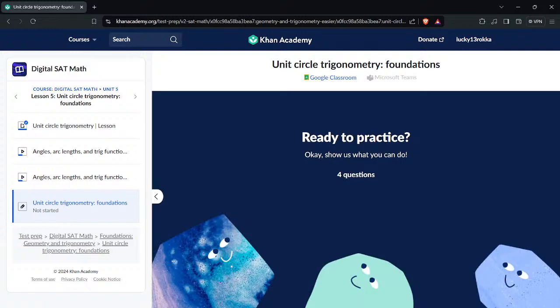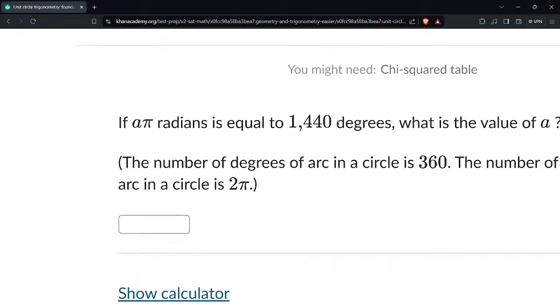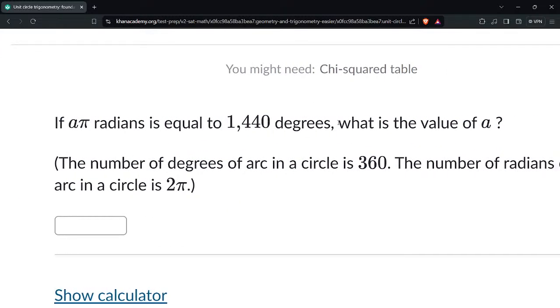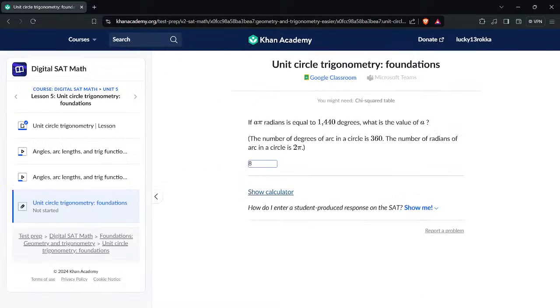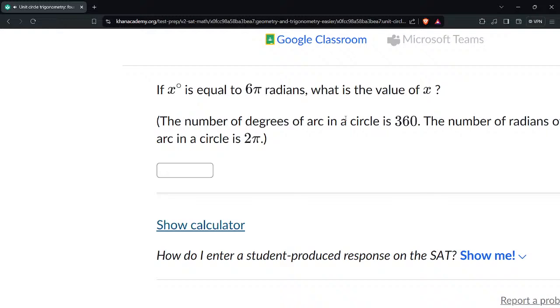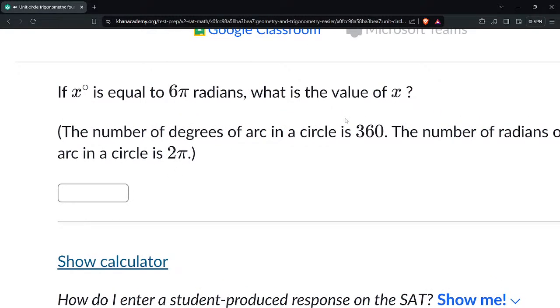Let's go. Pi is equal to that. So 180 is equal to pi. 1 is equal to pi by 180. 8 times 1440, it's 8. 6 times 180 is 1080.